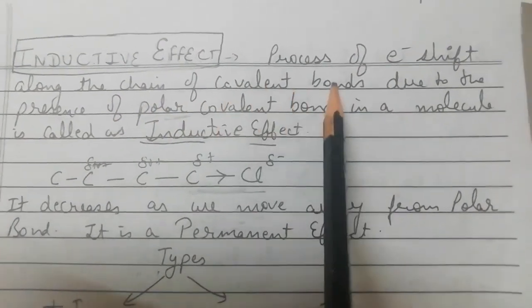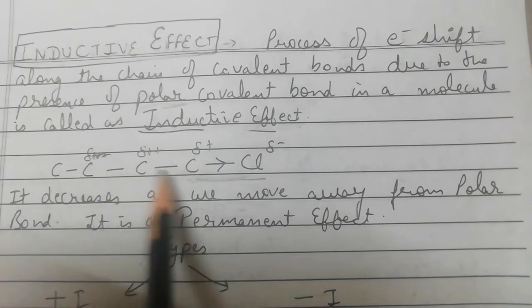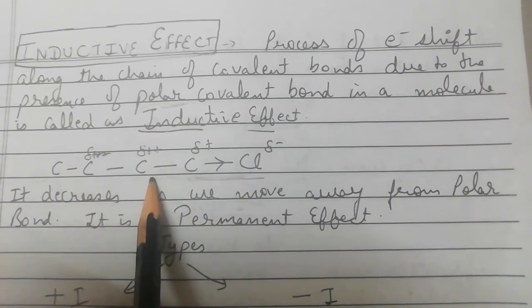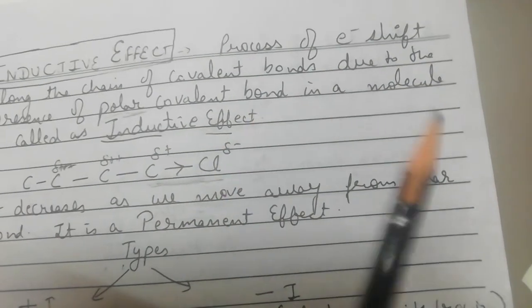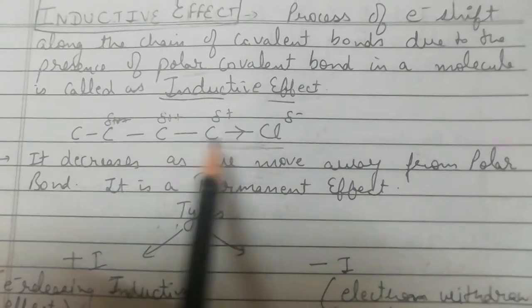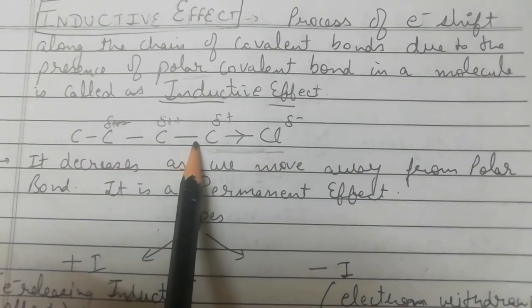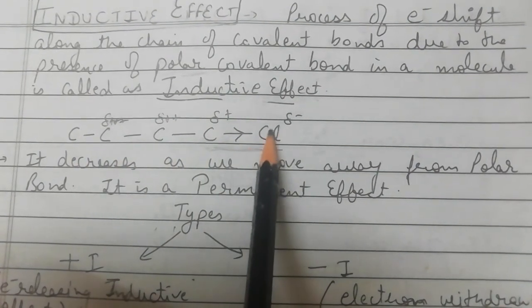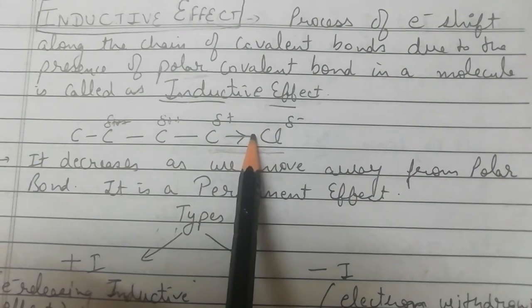It is the process of electron shift along the chain of covalent bonds due to the presence of a polar covalent bond in a molecule, and it is called inductive effect. As we can see, these bonds are non-polar covalent bonds, and due to the presence of this chlorine atom, this bond is a polar covalent bond.